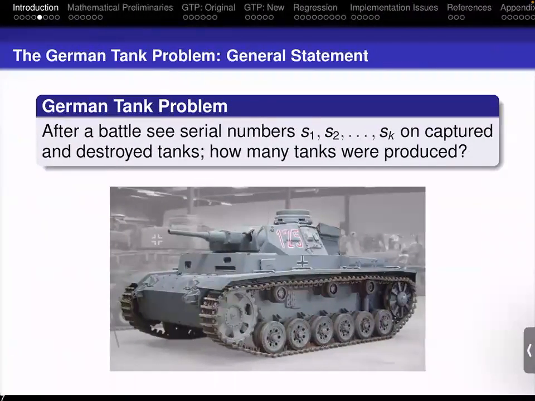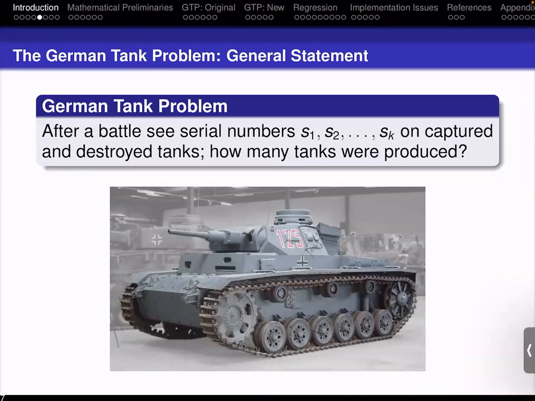All right, so after a battle, let's imagine you win and you can look at the tanks. And you see the tanks are labeled S1, S2, all the way up to SK. So we have K tanks. And the question is, you want to figure out how many tanks were produced. We are going to make an assumption here, which was true at the time: that when you are creating the serial numbers for the tanks, you start at 1 and go 2, 3, 4, or you have something very similar to that.